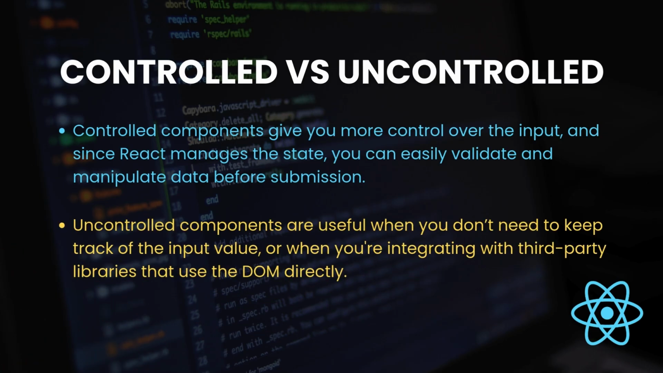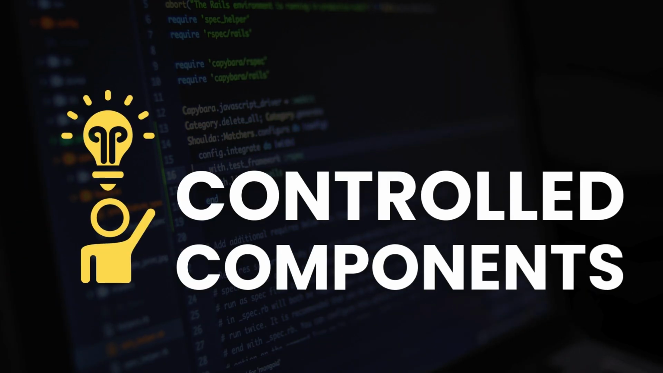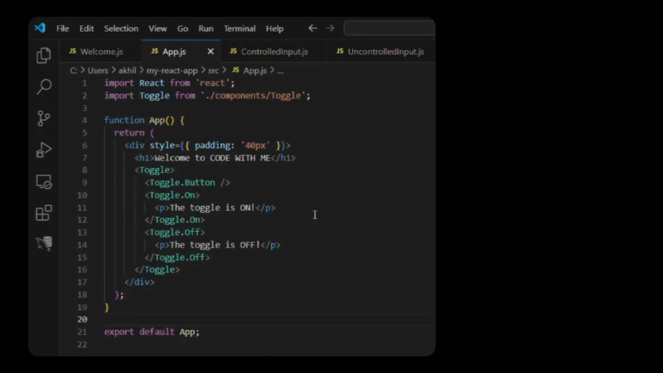Uncontrolled components are useful when you don't need to keep track of the input value, or when you're integrating with third-party libraries that use the DOM directly. For most cases, especially when you're dealing with forms, controlled components are the better option because they fit nicely with React's declarative nature. Let's check this out in action.